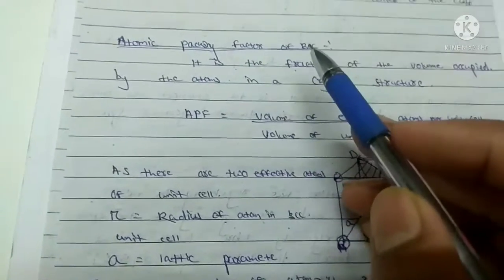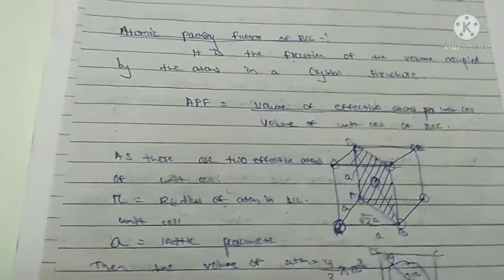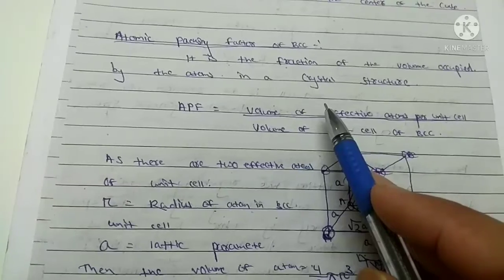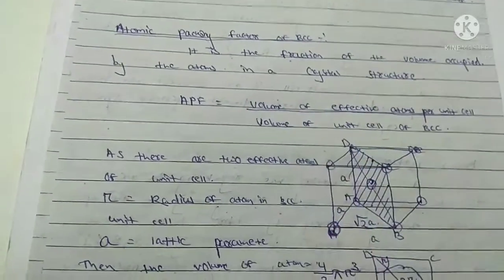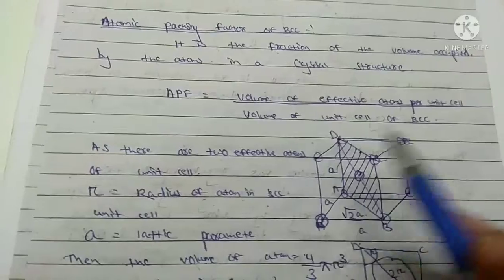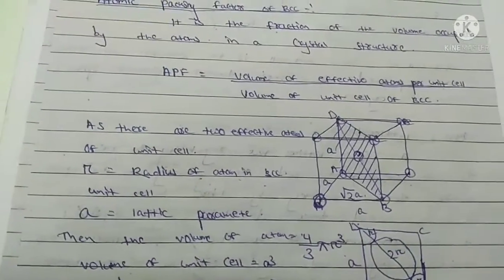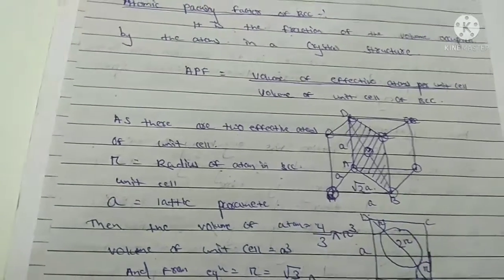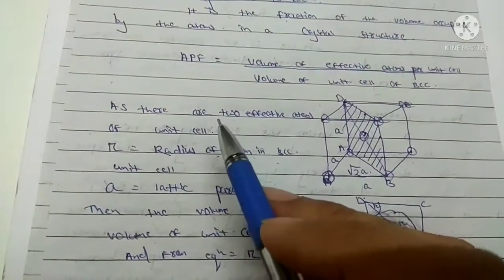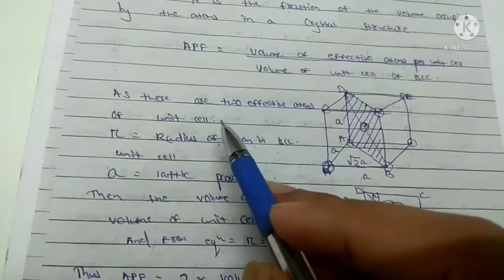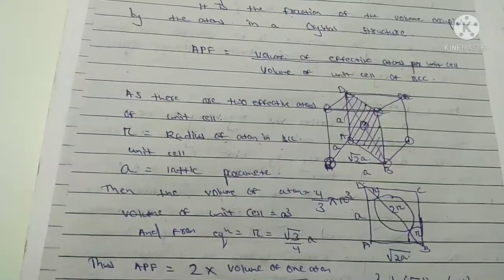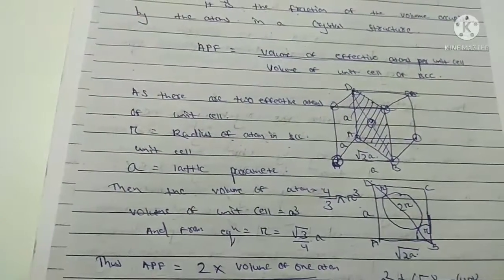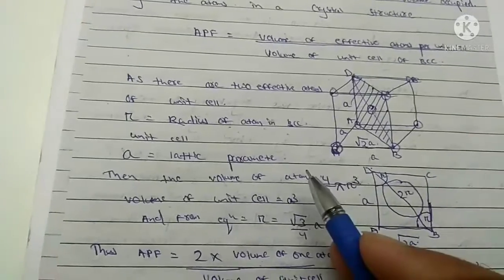Atomic packing factor of BCC. Atomic packing factor is the fraction of the volume occupied by the atoms in a crystal structure. Thus, the atomic packing factor is equal to the volume of effective atoms per unit cell divided by the volume of the unit cell of BCC. As there are two effective atoms per unit cell, where R is the radius of atoms in the BCC unit cell, and a is the lattice parameter.